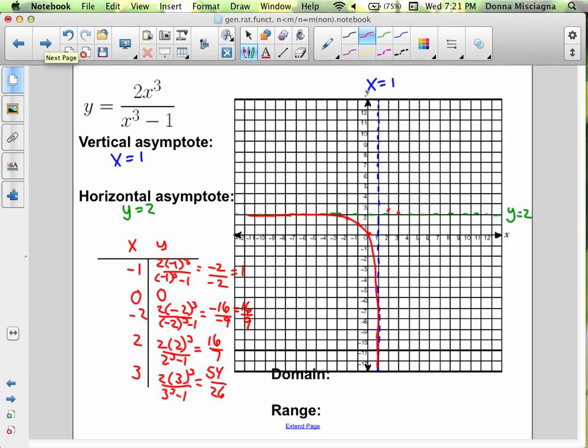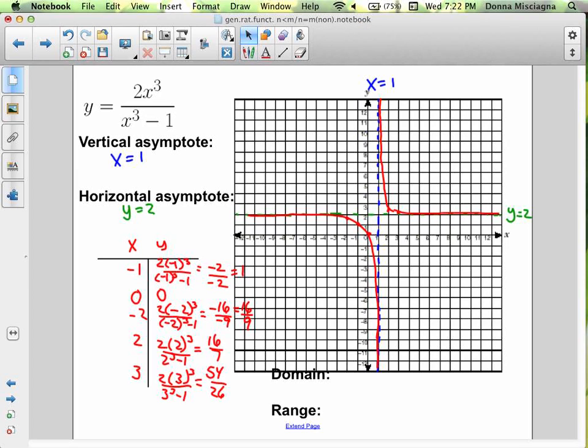All right, so there's the left-hand side. The right-hand side will not cross the vertical asymptote. Cannot cross. And it will not cross the horizontal asymptote. And there we go. That's all there is to this one. Looks a lot like the ones we've done earlier, right? Except it goes faster to the asymptote. And that's because we're cubing.